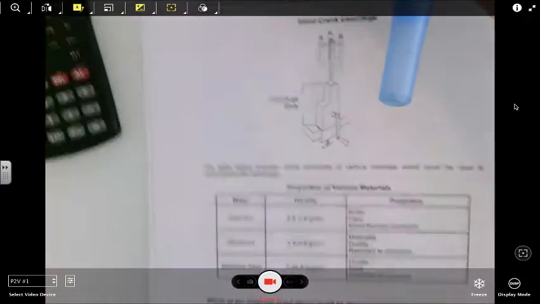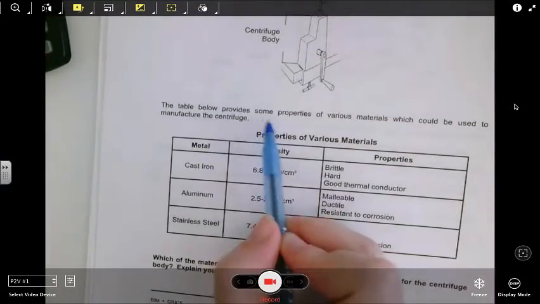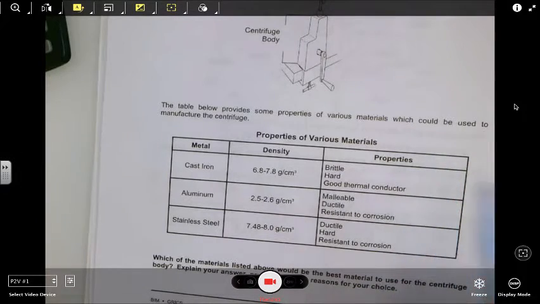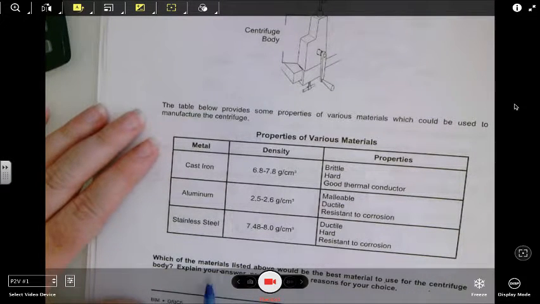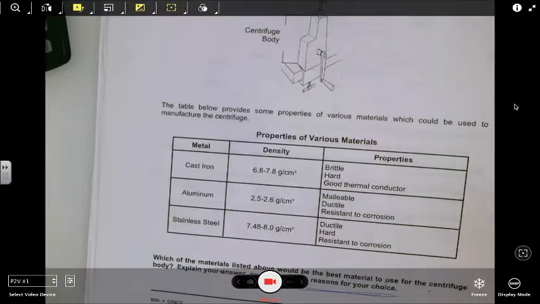Sorry, it's showing you a picture again, but it's basically what they talked about above that you have to focus on. So properties are listed here, and you're going to have to say which of the materials listed above would be the best material to use for the centrifuge. Okay, and you have to explain your answer providing 2 reasons for your choice. So you have to look at the properties that are listed here.